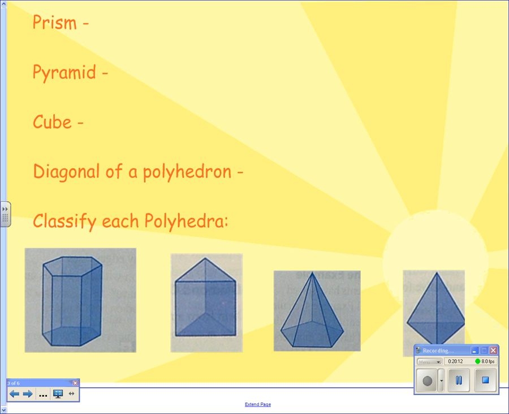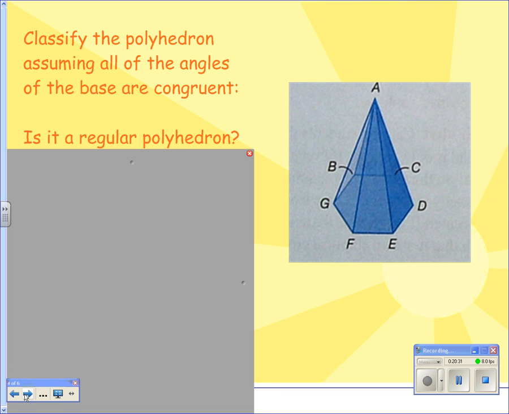Yes, it is a triangular pyramid. Does that make sense? Okay, so when it says classify, it means what would be its name. Don't just say, oh, it's a prism. What type of prism? Hate that bell. What type of pyramid is it? Okay. All right.